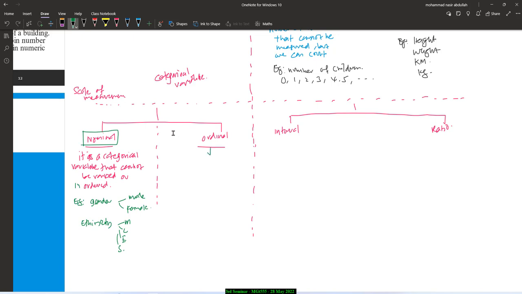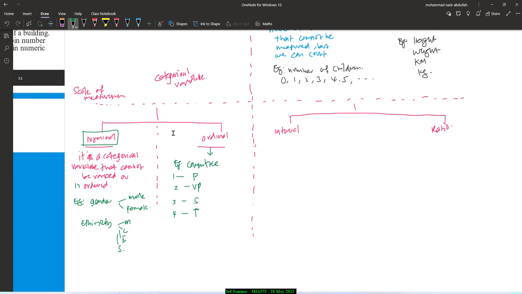For ordinal scale, as the name says, ordinal, it should be in order. So for example, committee member. Let's say president, vice president, secretary, treasurer. It should be president number 1, vice president number 2, secretary number 3, treasurer number 4. Right? It cannot be treasurer number 1 followed by vice president, president, and secretary. It should be in order.